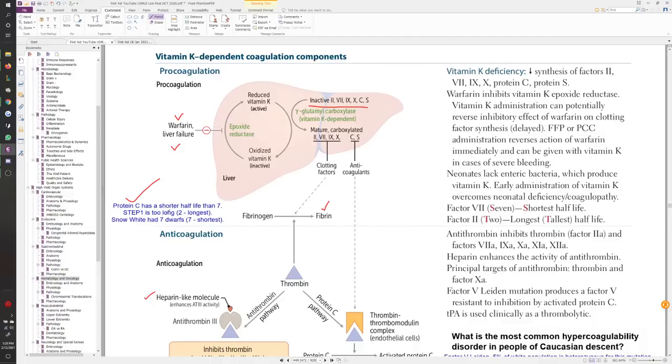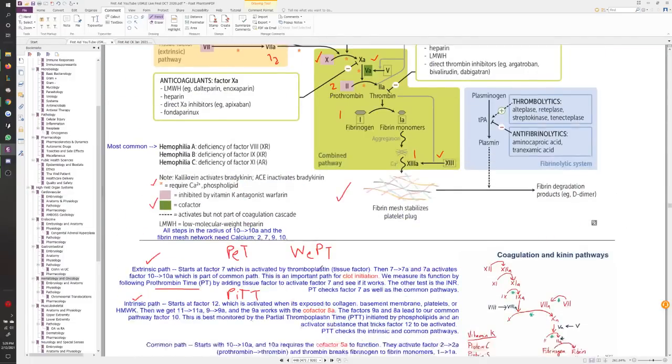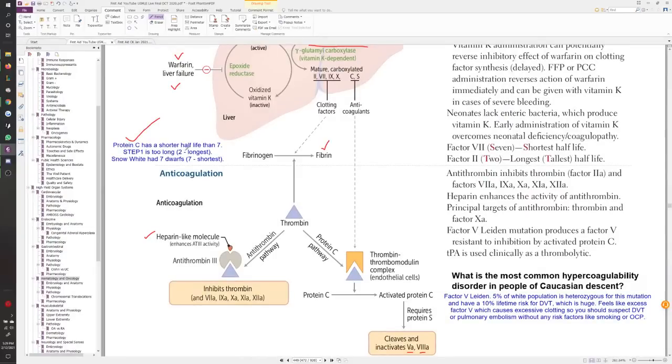Step 1 is too long is the mnemonic to remind you that factor 2, your prothrombin, has the longest half-life. So step 1 is too long, to remind you that factor 2 has the longest half-life. And Snow White has 7 dwarfs, which are short, so 7 has the shortest half-life. But protein C has an even shorter half-life than factor 7.